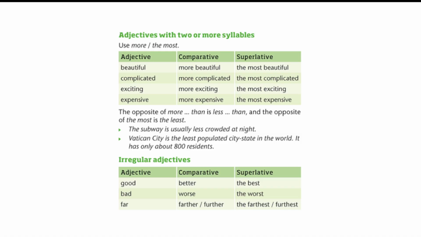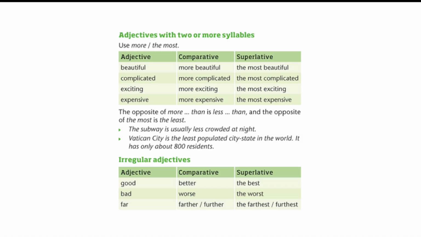For superlatives, for example, we can say, the subway is usually less crowded at night. Vatican City is the least populated city-state in the world. It has only about 800 residents.